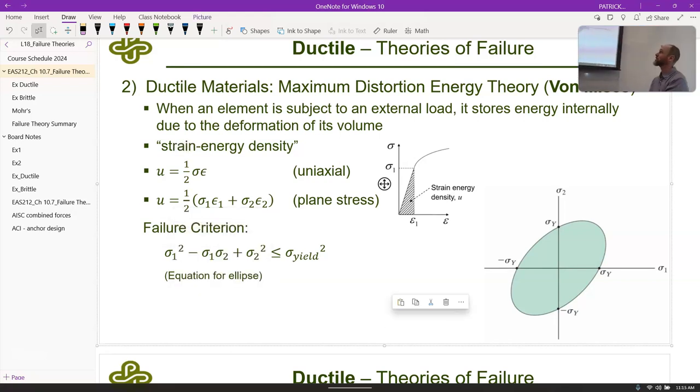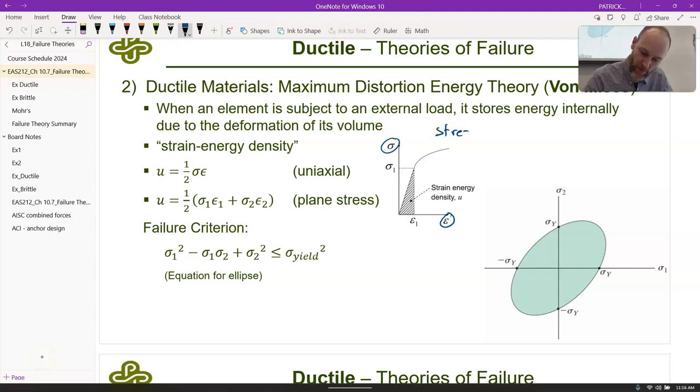Option two for ductile materials is the idea that the energy based on distortion is ultimately what's going to cause the material to fail. And so what that means, if this is your stress strain plot, and we're looking in the linear region because we don't want to operate beyond that linear region, that shaded region up to the yield stress, we're saying that that's the energy that the material can absorb. And if we see that energy, then we would expect failure.